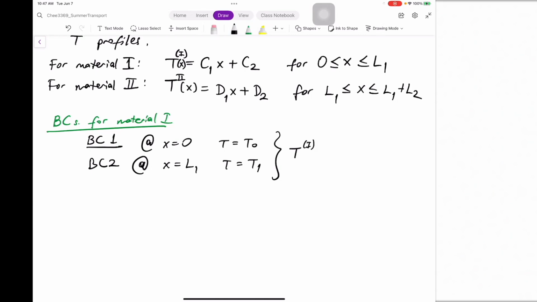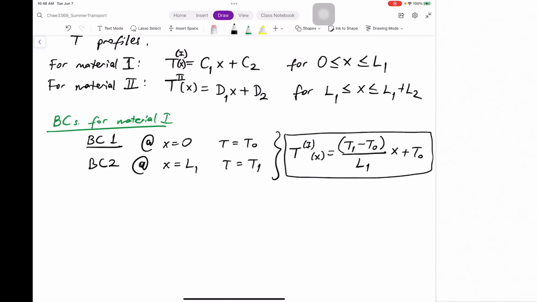T1(x) comes out to be (T1 minus T0) divided by L1, times x, plus T0. You can check the validity of this formula by plugging in x equal to 0. You find T is equal to T0, and you can plug in x equal to L1, and you will find that T is going to be T1. So that makes sense. With these boundary conditions, if you solve for C1 and C2, you find this temperature profile for the first material.